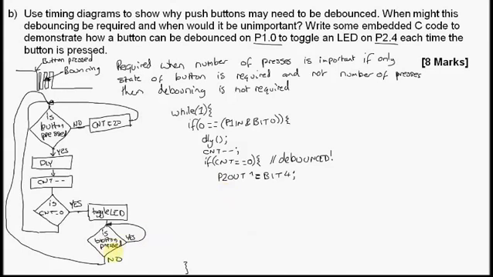And then we need to wait while the button's still pressed. So we say while 0 is equal to P1 in and bit 0. Wait while the button's still pressed.